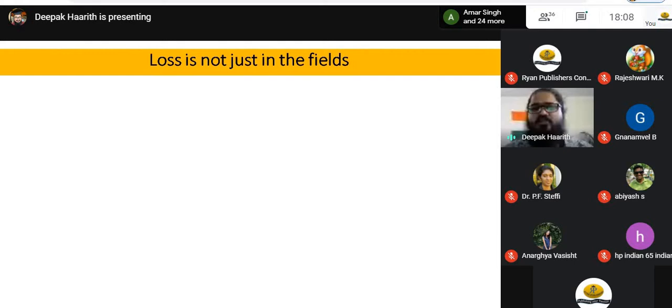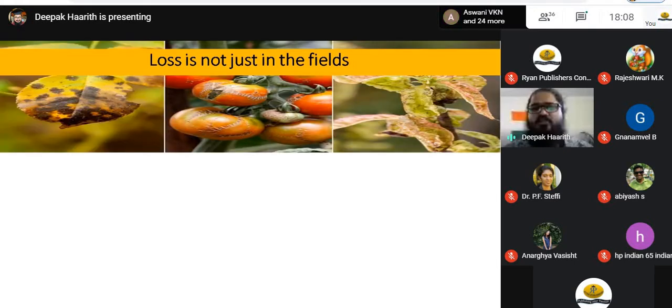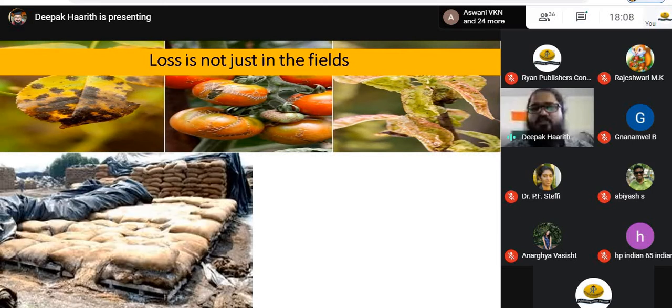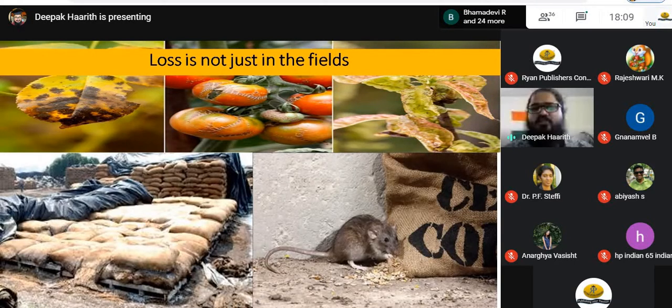So loss is not just in the fields when it comes to agriculture. You have diseases that are there on the fields, and that's just the surface. There are storage diseases where if things are not stored properly post-harvest, they lose value, and then they are eaten up by rodents and other animals.